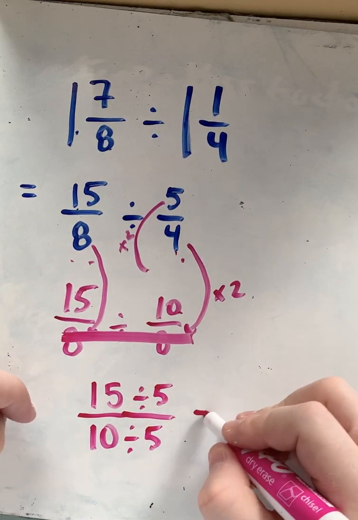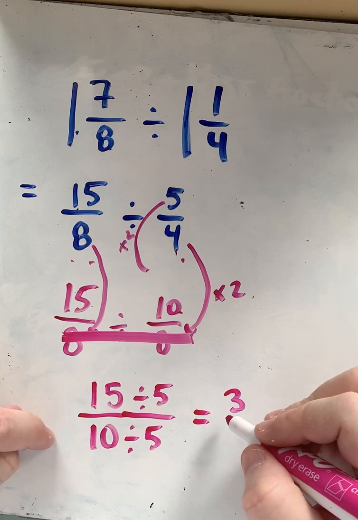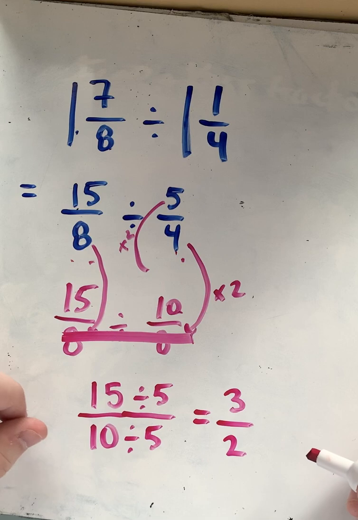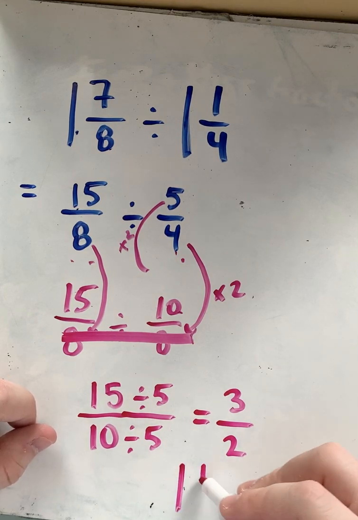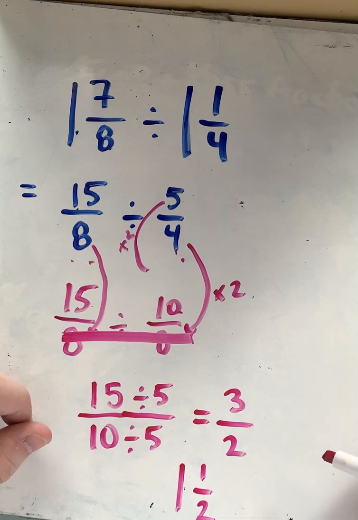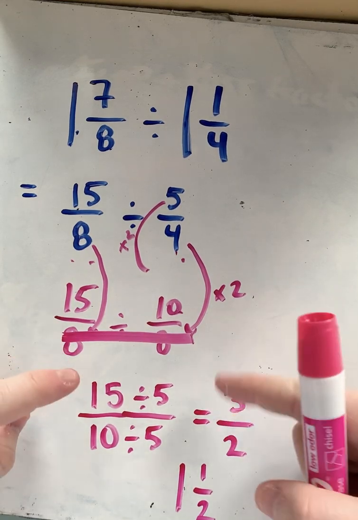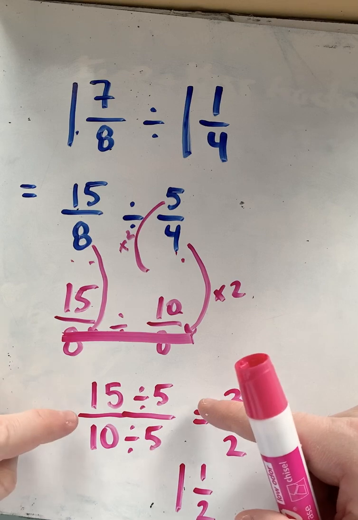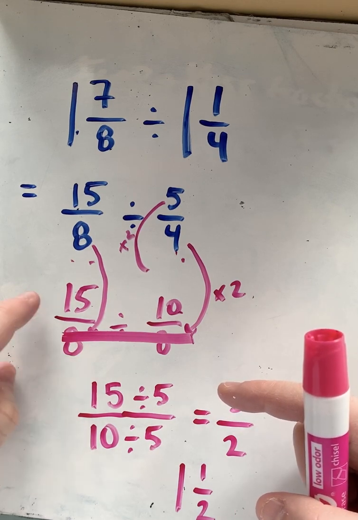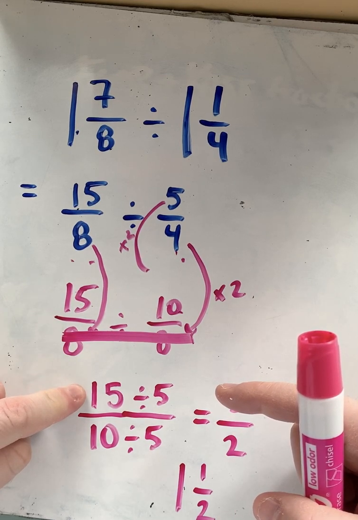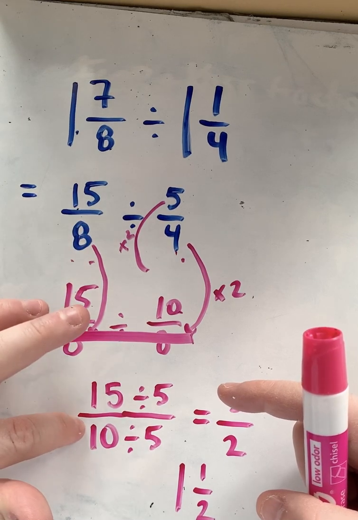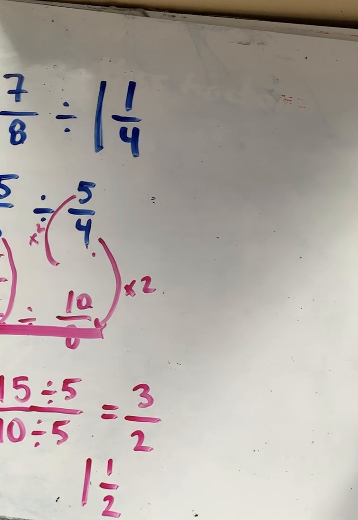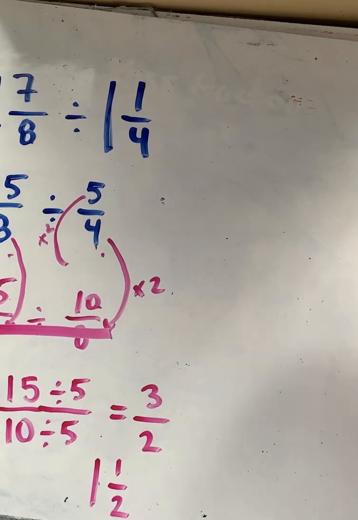And so 15 divided by 5 is 3. 10 divided by 5 is 2. I can't leave this as an improper fraction, so I'm going to turn it into 1.5. So this stage is you find the common denominator and then you eliminate the denominator. The first numerator becomes your new numerator. The second numerator becomes your new denominator, and then you find one that's divisible. Just so you can see that it does actually work out the same way.